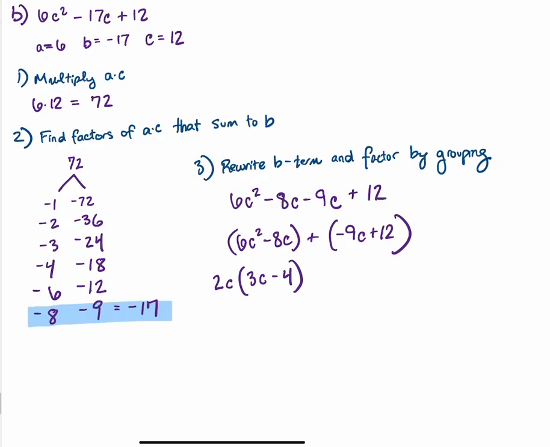And in the second one, they're both divisible by 3, and I want the first term to be positive 3c. So let's take out a negative 3. I'll write this as minus 3. That will turn this into positive 3c. Dividing negative 9 by negative 3 gives us positive 3. And then 12 divided by negative 3 will give us negative 4. So that will give us this correct repeated factor. So last step is to bring that out in front, 3c minus 4. And then the second factor will have 2c minus 3.